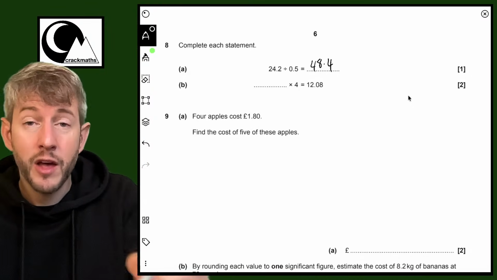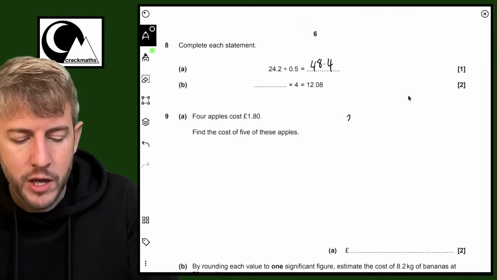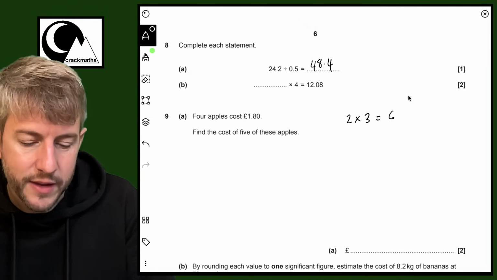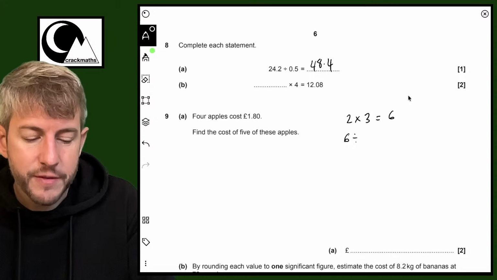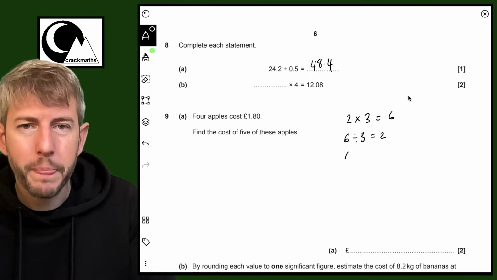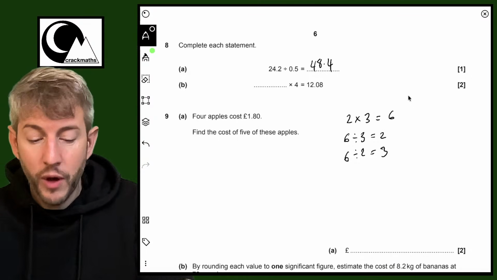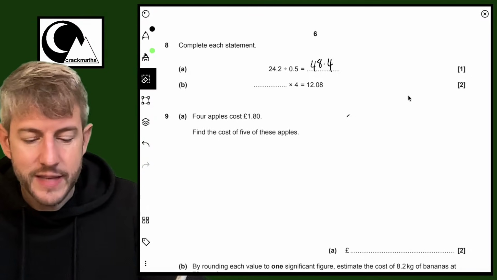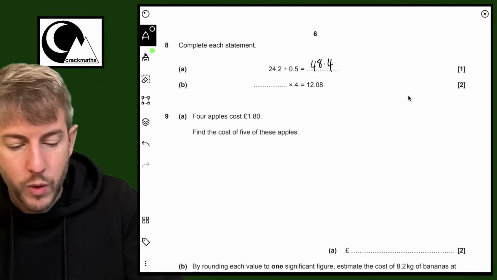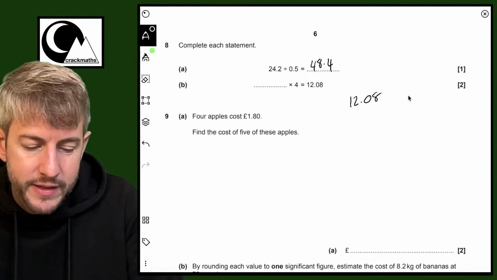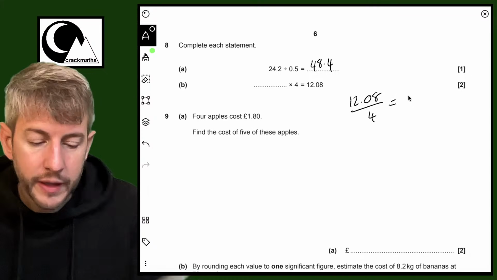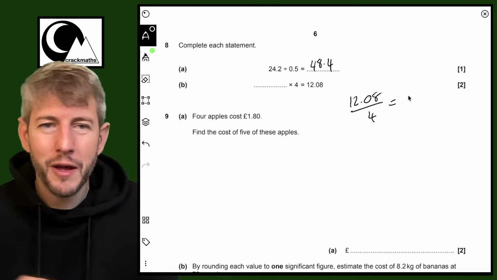the answer here. Just to show you a quick example, if I had something like 2 times 3 equals 6, well, I know that either 6 divided by 3 equals 2, and 6 divided by 2 equals 3. Okay, so this is how that works. So what I can see here is that what I need to do is 12.08 divided by 4. Okay, I'm going to do this in 2 steps because I feel like it.